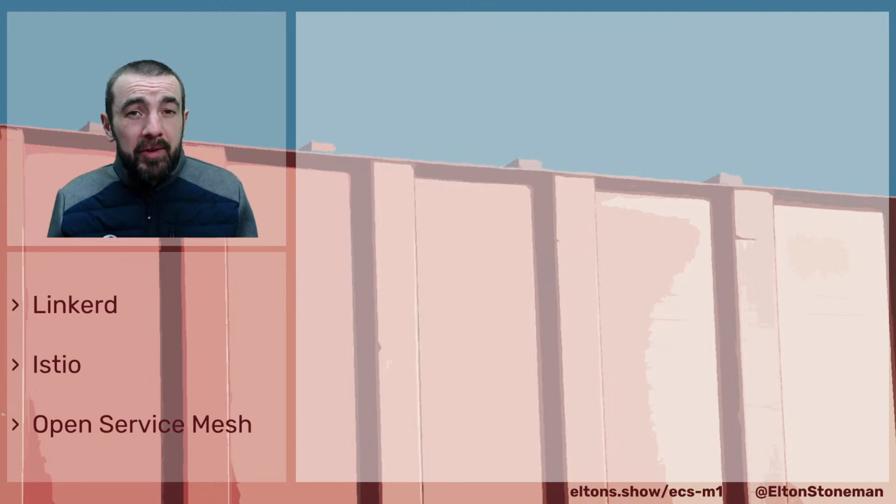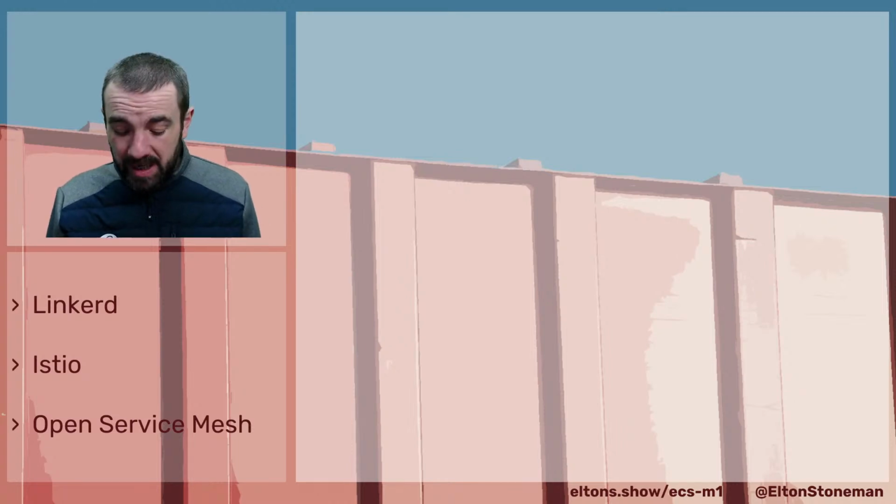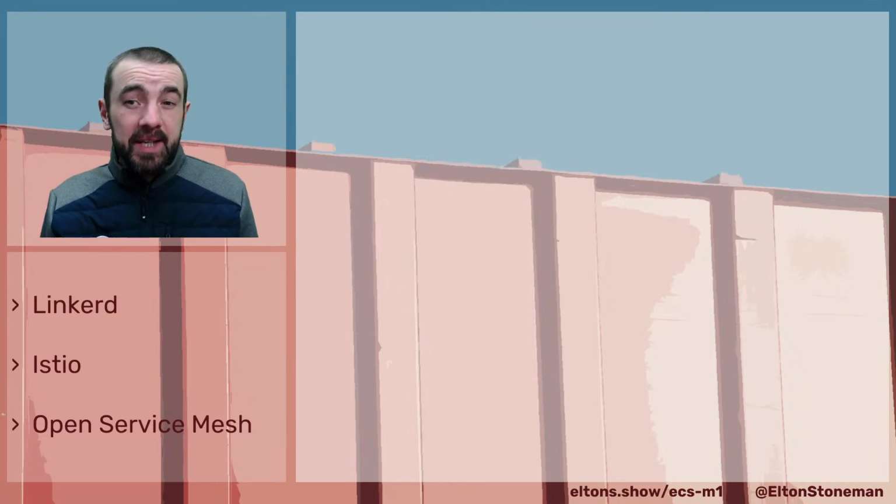Okay, and so these are the three we're going to be talking about. This is the overview. Most of the service meshes have the same or similar feature set. The expression of how they apply those things is slightly different, but these are the main ones. So Linkerd, Istio, and Open Service Mesh.